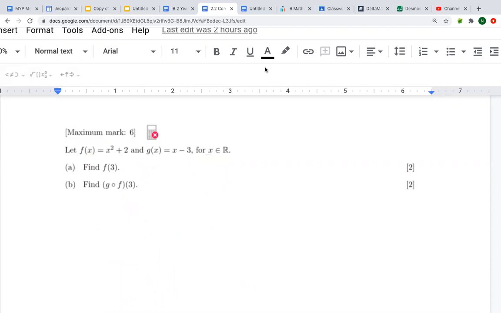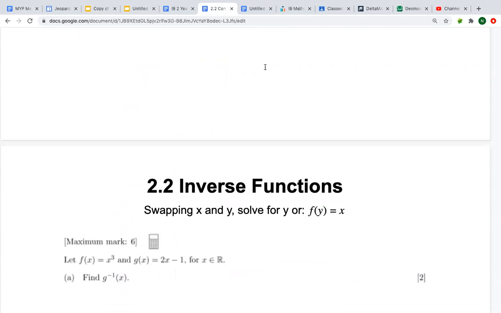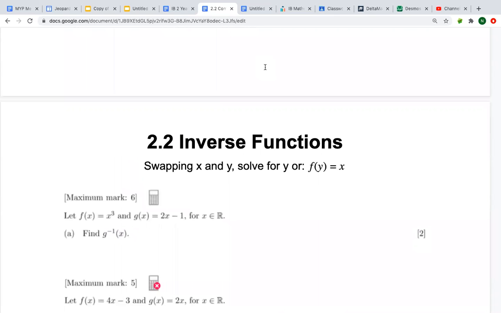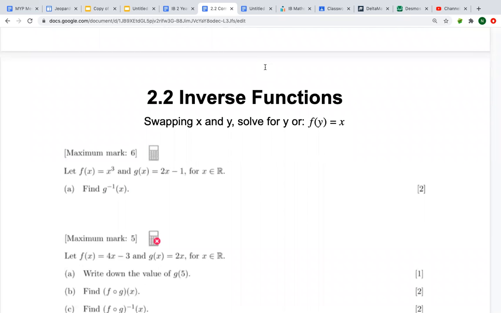All right, moving on to the next example, which is now moving into inverse functions. So the most basic way to think of inverse functions is you're going to swap your x and y and solve for y, or consider that f of y equals x, which means you plug in y for everywhere there is an x. It's just another way of notating it.